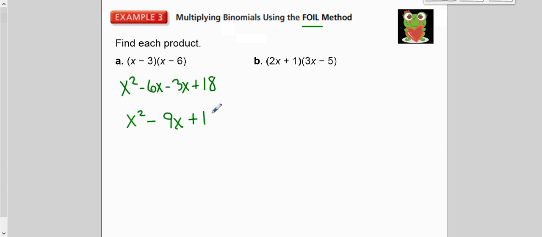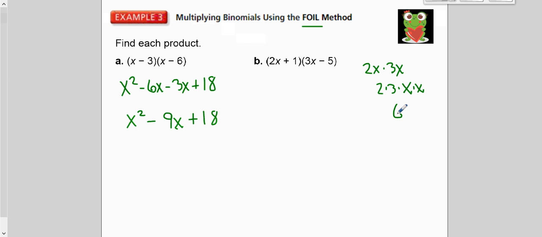And there's our final answer. Right, try another one. First terms. Careful with this. 2x times 3x is the same as 2 times 3 times x times x.